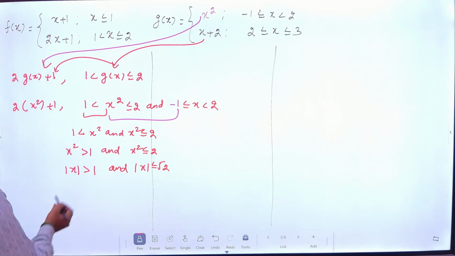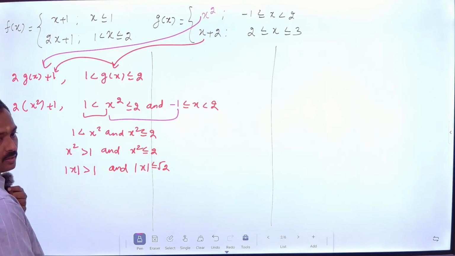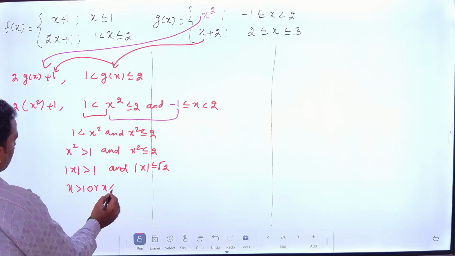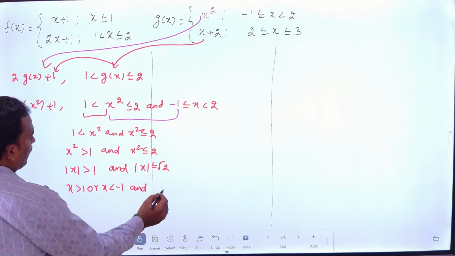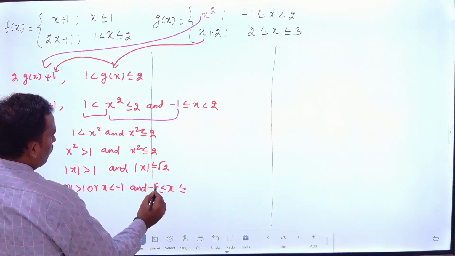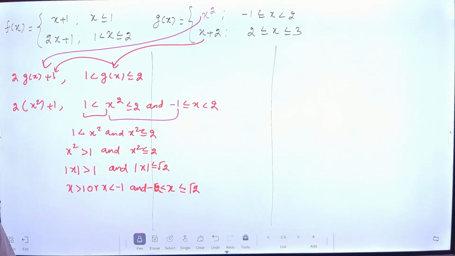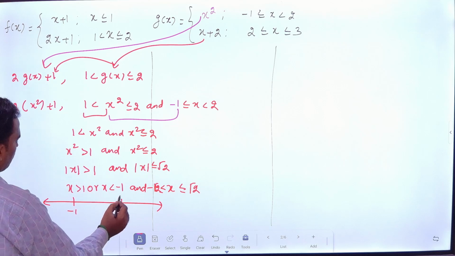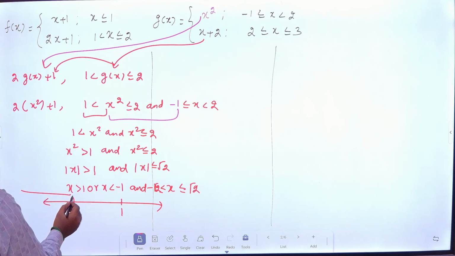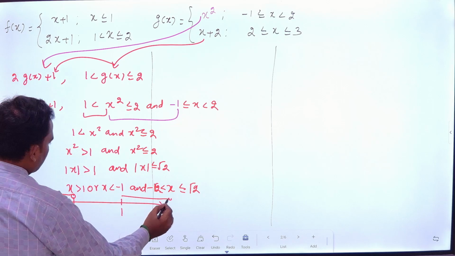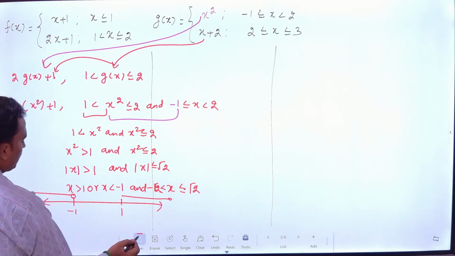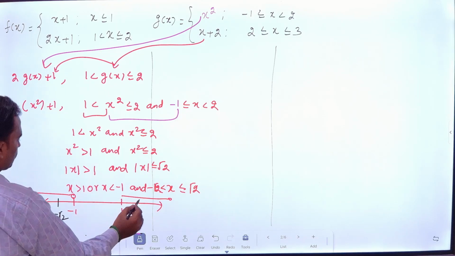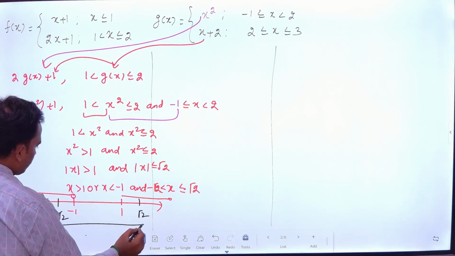Okay. You already know the definition: mod x is greater than 1, right? Greater than 1 means x is greater than 1 or x is less than minus 1. And here x is from minus square root of 2 to plus square root of 2. Now you have to take the intersection. Minus 1 here, plus 1 here. So we need minus infinity to minus 1 and 1 to infinity. This is the first case. Second one, you can see minus square root of 2 to plus square root of 2. Minus square root 2 here, plus square root 2 here. So you have to take this intersection.